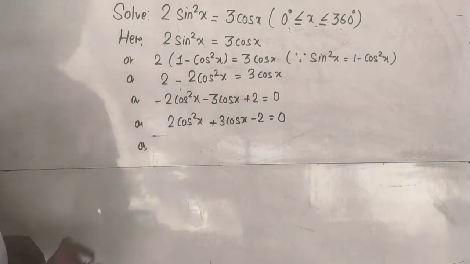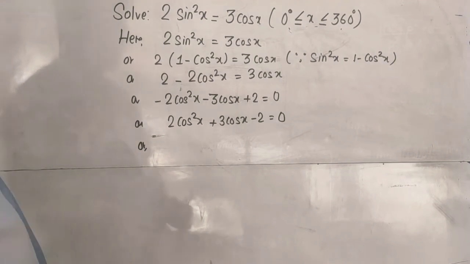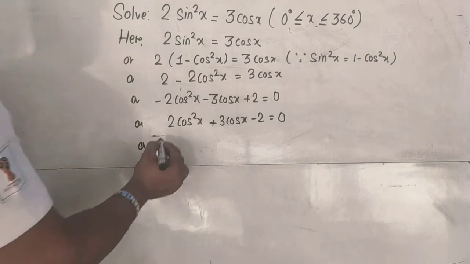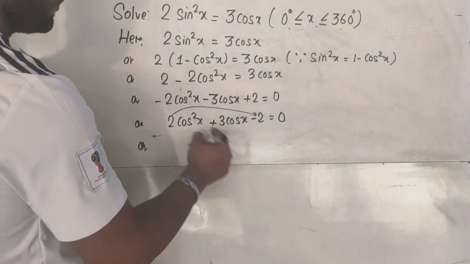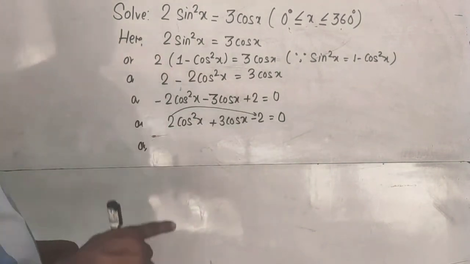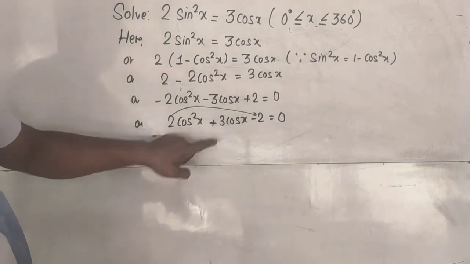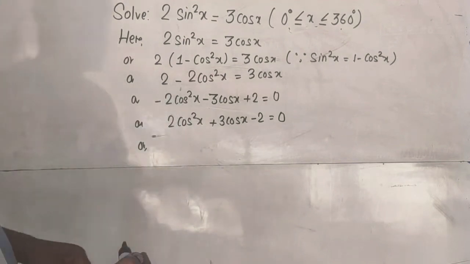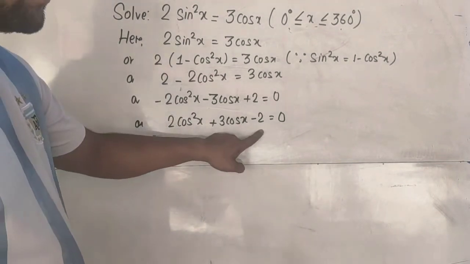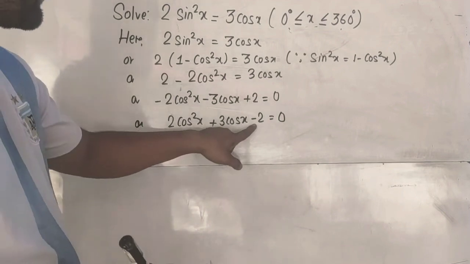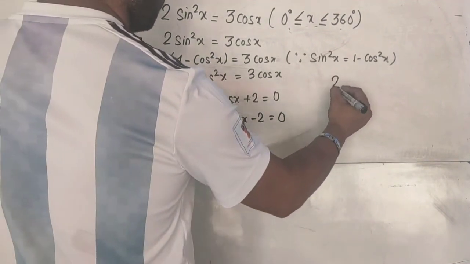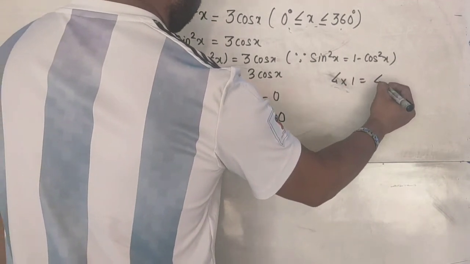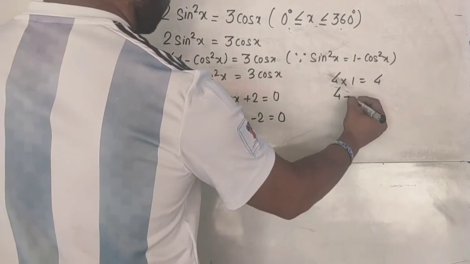Now this is in the form of a quadratic equation. We'll factorize the quadratic equation: 2 cos square x plus 3 cos x minus 2. Now we need two such numbers which when multiplied give us 4, 2 into 2 is 4, and the same two numbers which when subtracted give us 3. I repeat one more time. We need two such numbers which when multiplied give us 4, and which when subtracted give us 3. The numbers are 4 and 1. 4 into 1 gives us 4, and 4 minus 1 gives us 3.